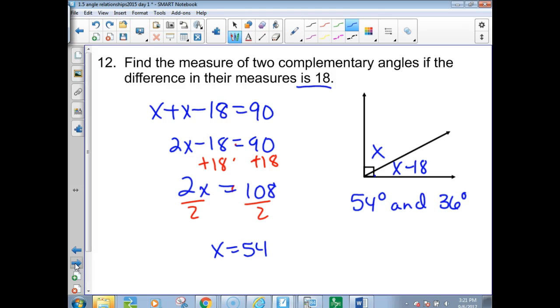All right, so now, could you do one if it said two angles are supplementary and it was the same thing? Then it would just be that they added up to 180 instead. And they would be different sizes.